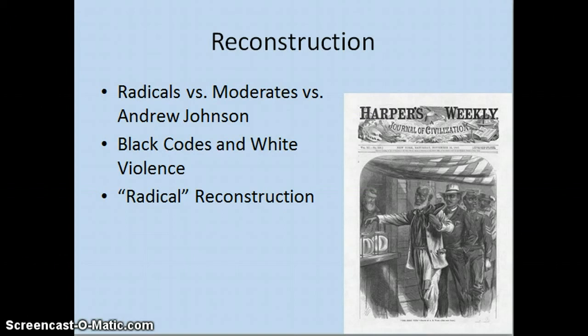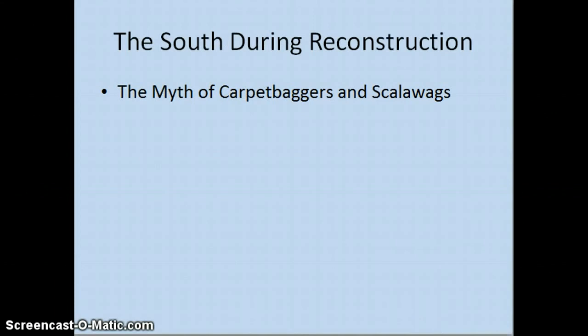Now I want to turn my attention to what happens in the South with regards to who ends up in charge, who has political power. One answer to this question is the people who get in charge are carpetbaggers and scalawags. These are terms with decidedly negative connotations that are used to describe the new white people who are in charge in the South. A carpetbagger is a northerner who came to the South to exploit its resources.